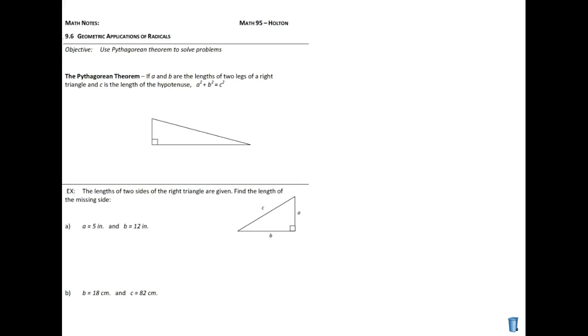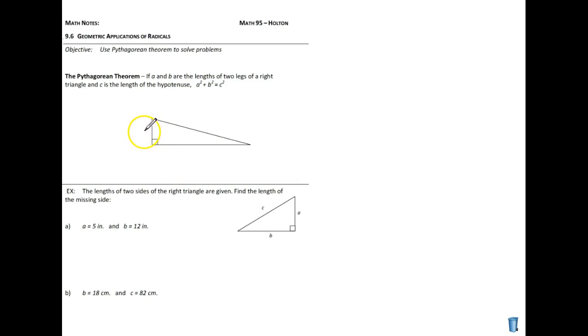In this video, we are going to talk about geometric applications of radicals, so problems that, in a word problem setting, involve using radicals. One of the most common is using the Pythagorean theorem. The Pythagorean theorem says if A and B are the lengths of two legs of a right triangle, and C is the hypotenuse, then A squared plus B squared equals C squared.